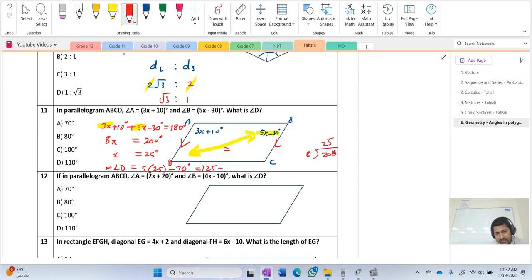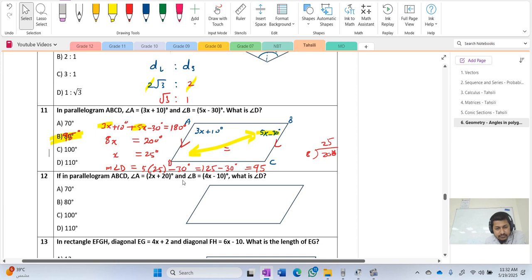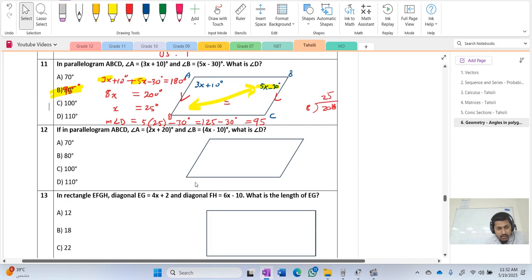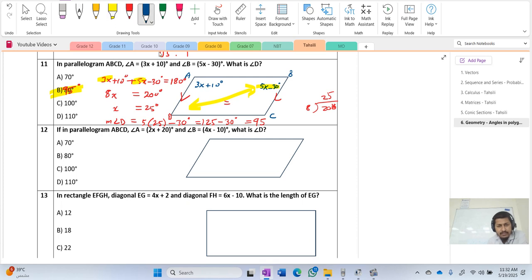In a parallelogram ABCD, angle A is 2x plus 10 and B is 4x minus 10. Right? So again we're going to add up because the lines are parallel this way. What is the measure of angle D? Angle D is 4x minus 10. Right? Because the opposite angles are the same. So we're going to say 4x minus 10 plus 2x plus 10.